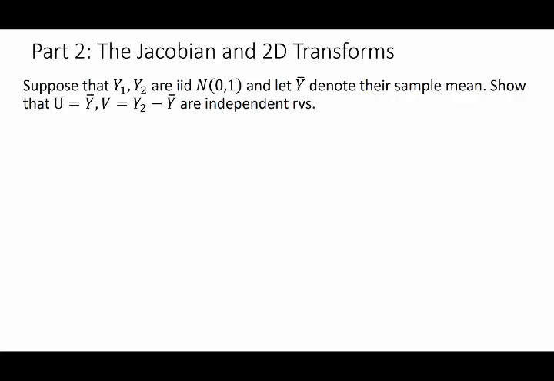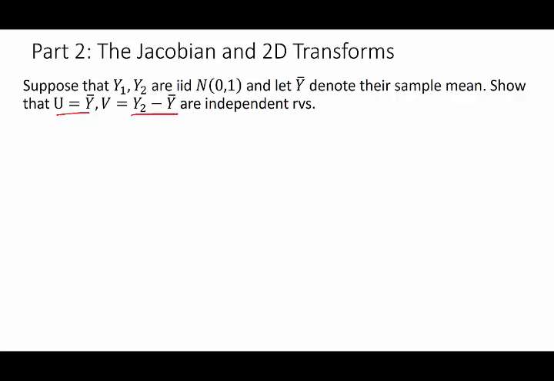So the result is stated as follows. Suppose that y1 and y2 are IID normal(0, 1) random variables and let y bar denote their sample mean. We're going to show that u, which is equal to y bar, and v, which is equal to the difference or the deviation between y2 and y bar, are actually independent random variables.